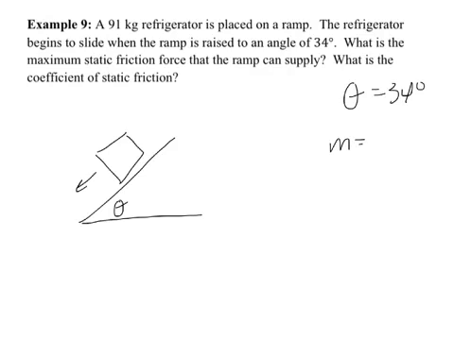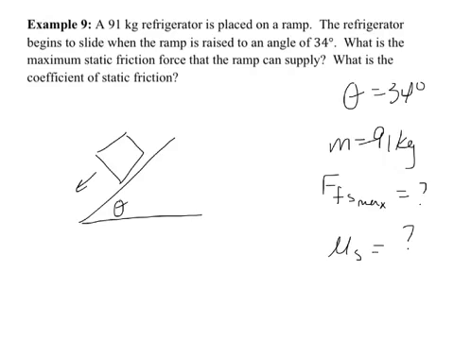So again, we know the mass is 91 kilograms. We're trying to find the maximum static friction force. And then from that, we're trying to find the static coefficient of friction. So in this problem, remember, we're looking at the instant before it begins to move. Okay, and we have the angle theta.